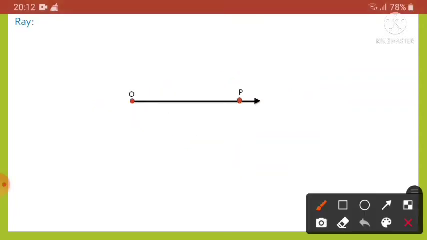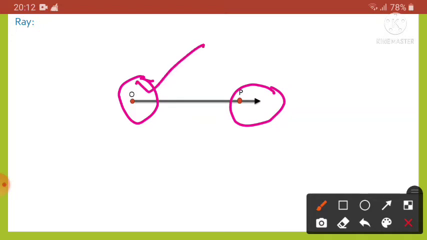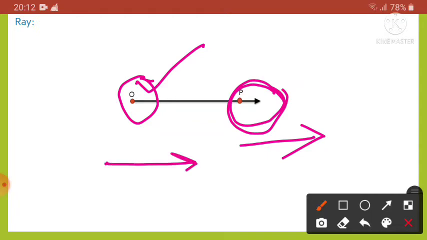Next one is ray. A ray is a part of a line with an originating point. Here you can see that there is an arrow in only one direction, and here is the originating point. A ray has one fixed end point and it can extend in the other direction endlessly. We can draw the ray in any direction with one fixed point.